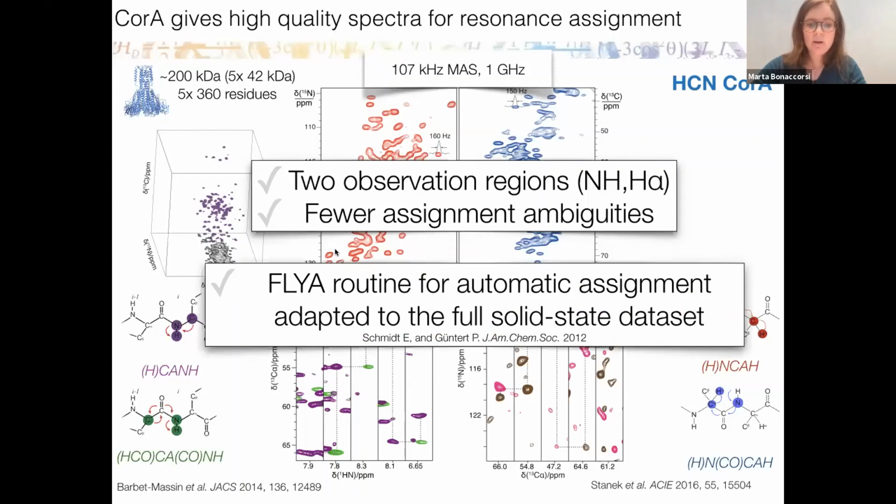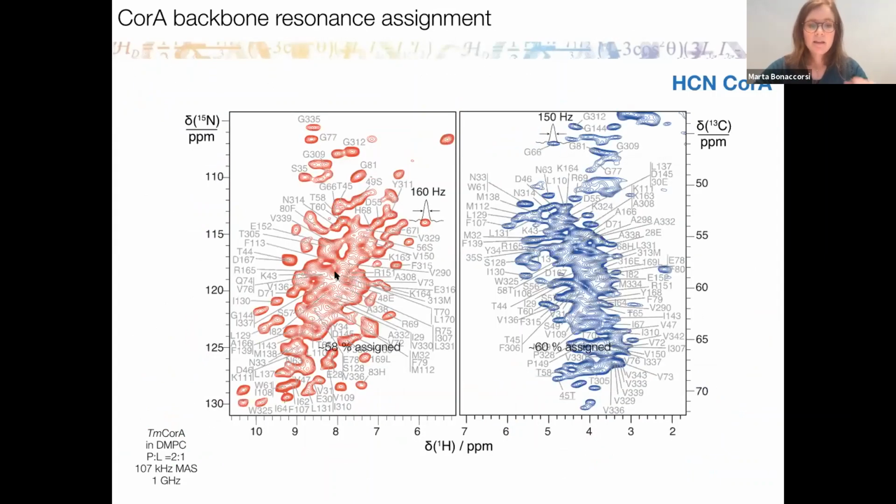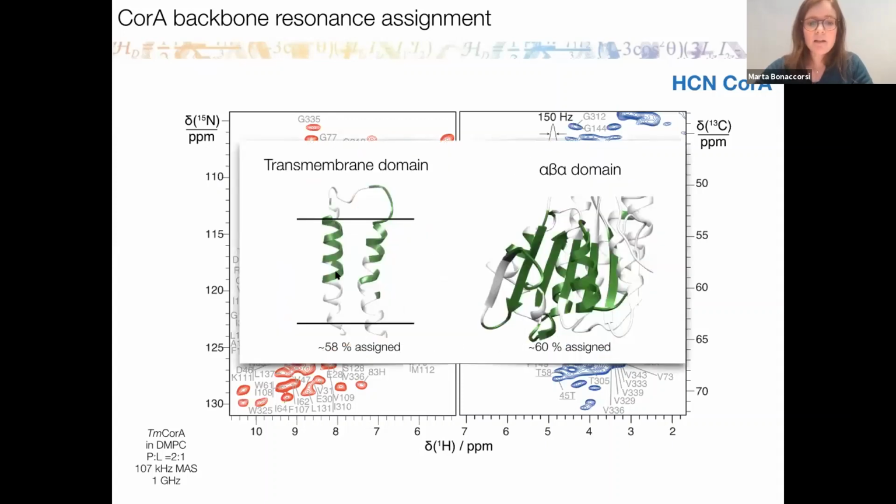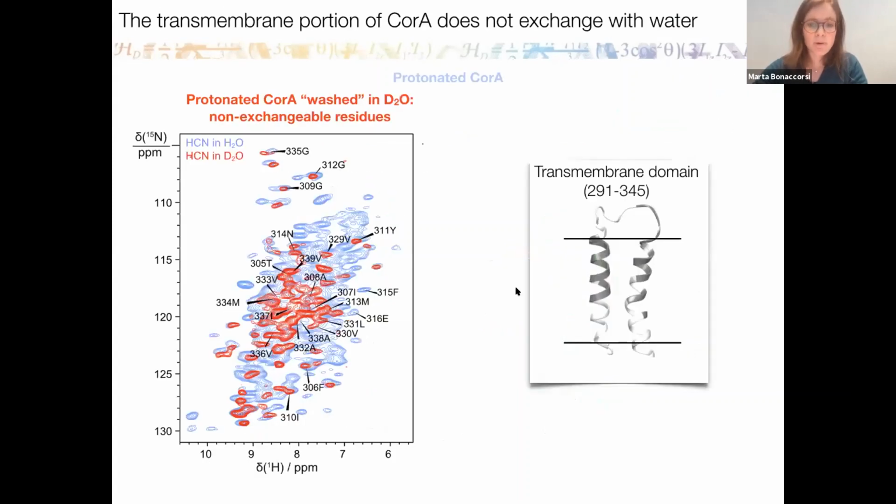We can also rely on a routine for automatic assignment, which is today adapted to the full solid-state data set, and thus we can obtain our backbone resonance assignment. In particular, we have extended assignment in two important regions of the protein, the transmembrane domain and the alpha-beta-alpha domain in the cytoplasmic region. The transmembrane domain is very important because it's the entrance gate for magnesium in the membrane, and we want to investigate the solvent exposure of this region.